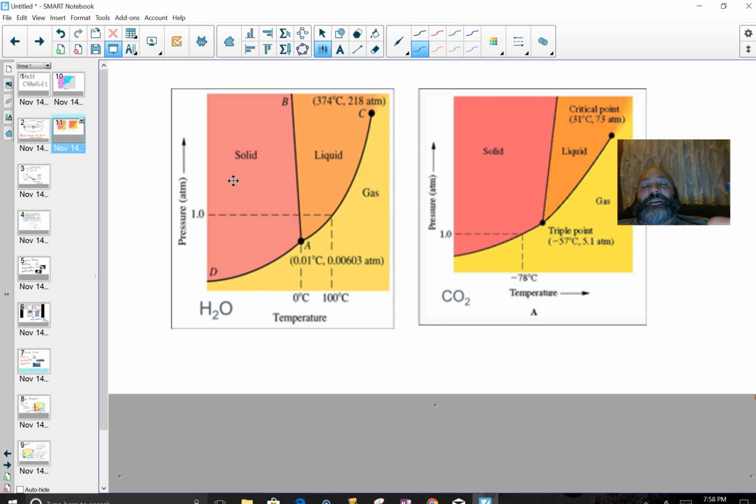And one thing you're probably going to notice is that most substances will look more like the carbon dioxide one, where the line between solid and liquid goes up to the right. Water is kind of different, where it goes up and to the left instead of up and to the right on that solid-liquid line. But we still see the same things. We still see a triple point. You can see that temperature and pressure is much different than water's. Carbon dioxide at negative 57 degrees Celsius and 5 atmospheres of pressure exists in equilibrium.